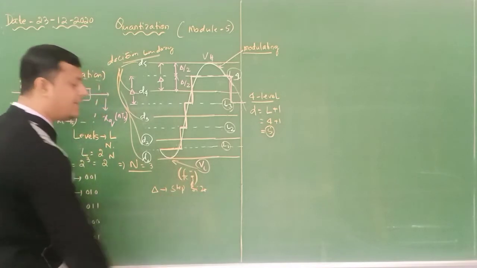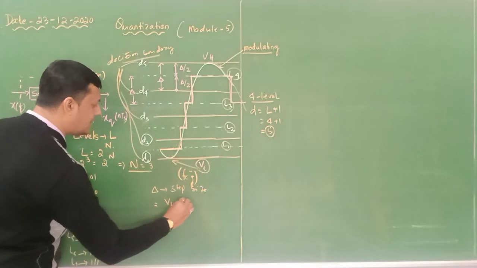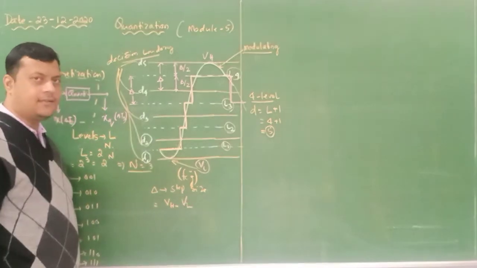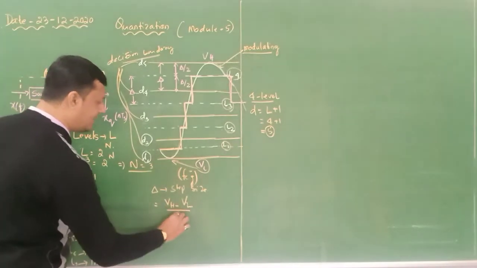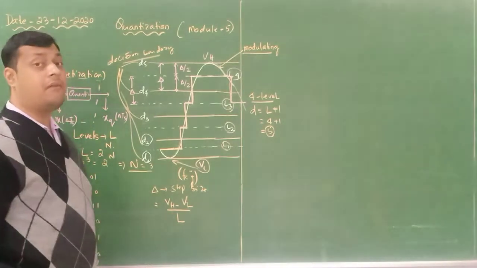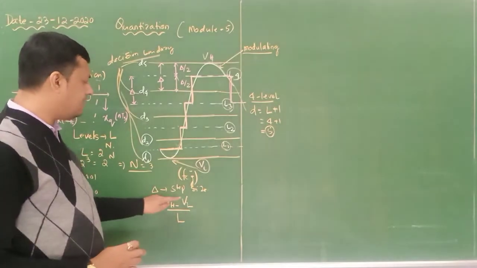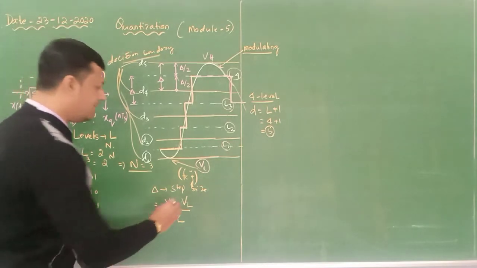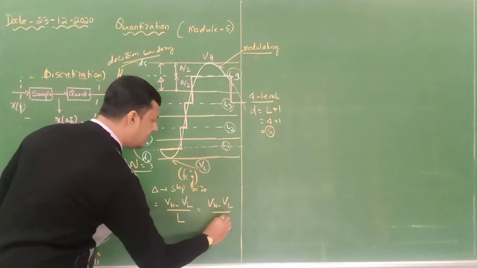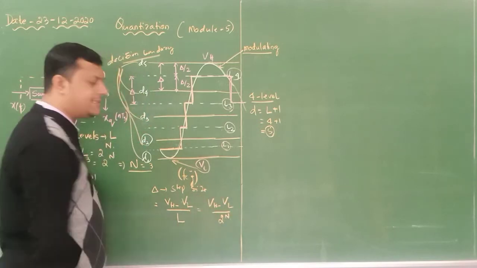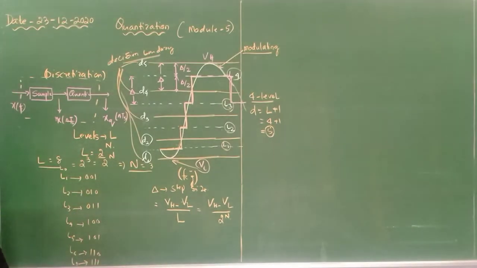Now, how to calculate this step size? The calculation is the maximum potential available in the modulating signal minus the minimum potential available in the modulating signal, divided by the number of levels. Here the number of levels is 4. So step size is VH minus VL divided by L. I can write this as VH minus VL divided by 2 to the power n, because L is nothing but 2 to the power n, where n is the number of binary bits.